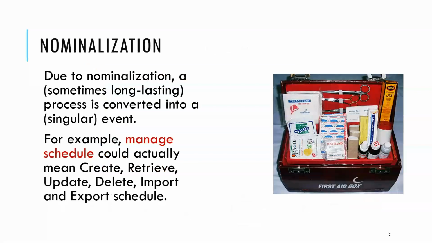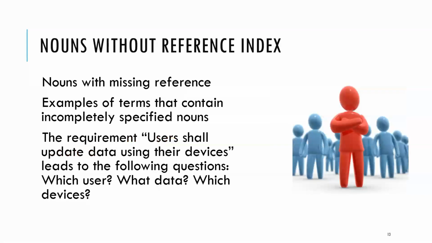So the first one is called nominalization, which is a tendency to combine a large number of actions into a single action. Say, for example, the verb manage could actually mean create, retrieve, update, delete, import, export, and many other things. So unless we specify in detail these verbs, the developers are going to do what they feel is right, which may be different from what stakeholders are expecting.